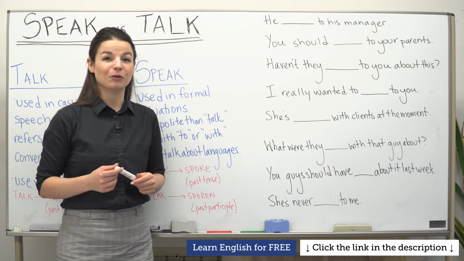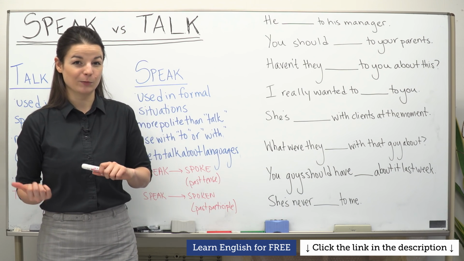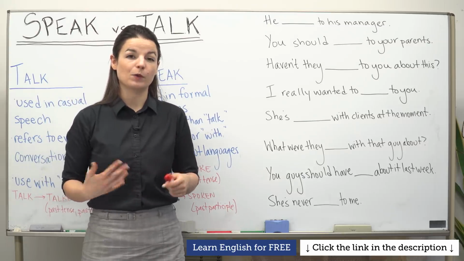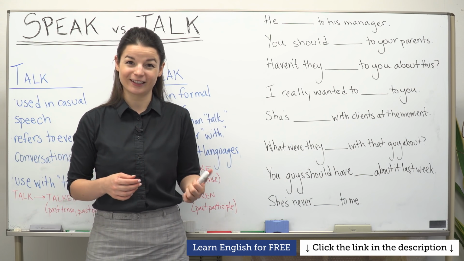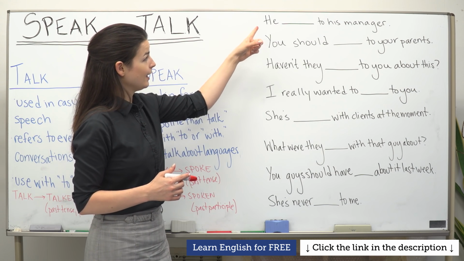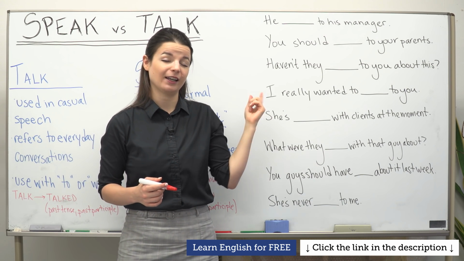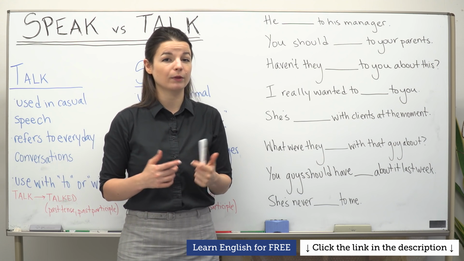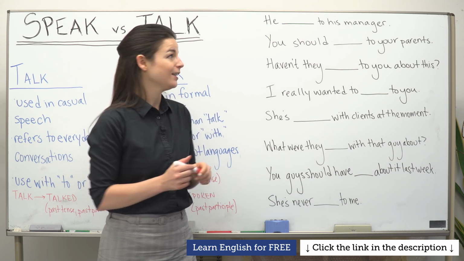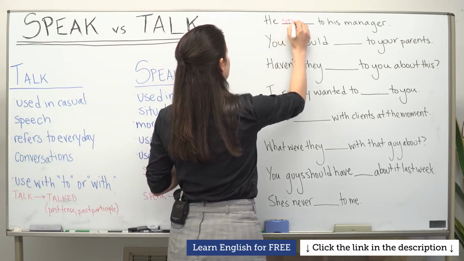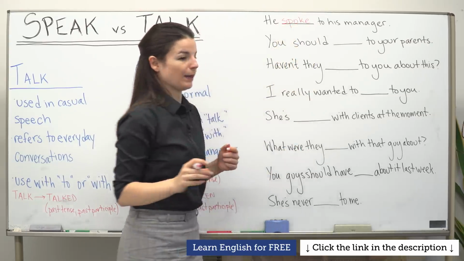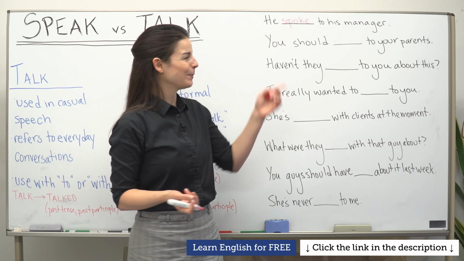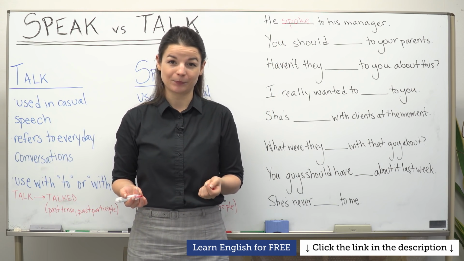Okay, so now that we reviewed a couple points about the difference between talk and speak, let's take a look at a few example sentences and maybe we can decide which verb is a better choice in each of these. Okay. First one, he blank to his manager. Our hint word here is the word manager. This implies it's a work situation, so it's probably a good idea to sound a little more formal. Let's use spoke, past tense. He spoke to his manager. Of course, you could say he speaks to his manager, but we don't have much other information here. So maybe a simple sentence, he spoke to his manager, is nice.